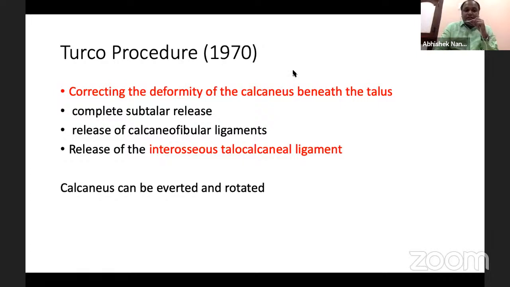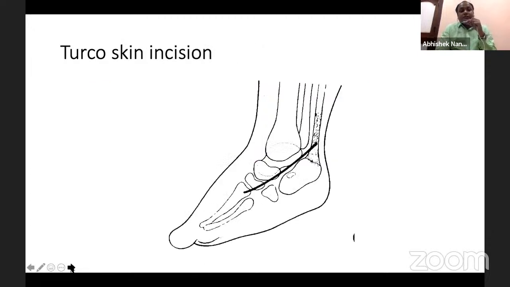You must have seen that in today's world, we generally avoid releasing the interosseous talocalcaneal ligament. But in his study, he advocated interosseous talocalcaneal ligament release. When he released it, he was able to evert the calcaneum and rotate it. So this was Turco's incision.